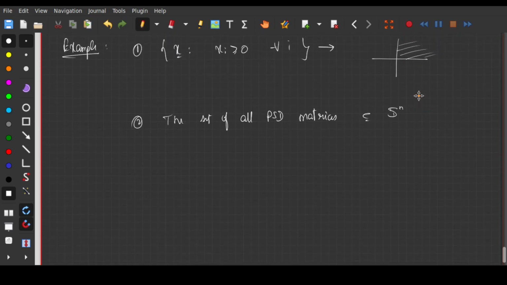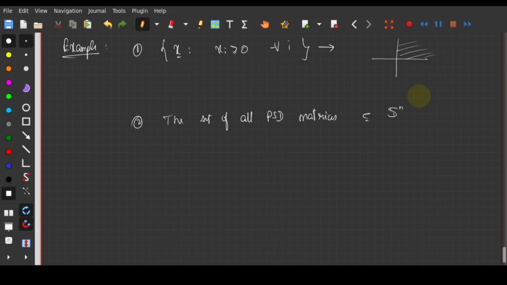Another example of a proper cone is the set of all positive semi-definite matrices, but now not viewed as matrices. So recall that the set of all matrices forms a subspace of what dimension?